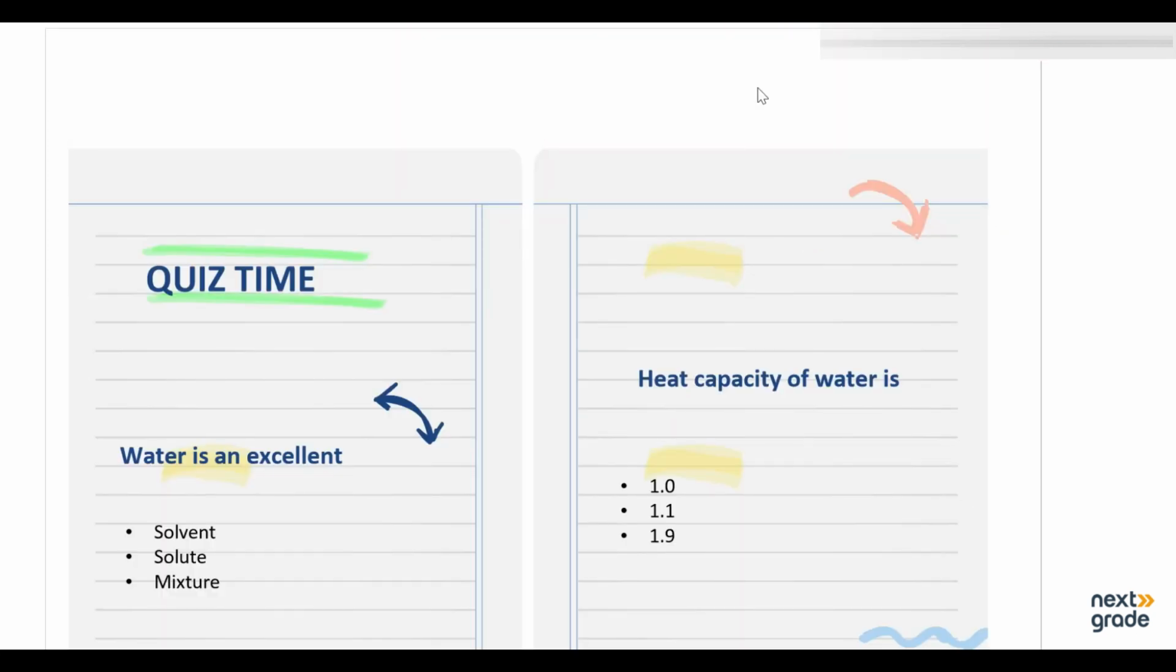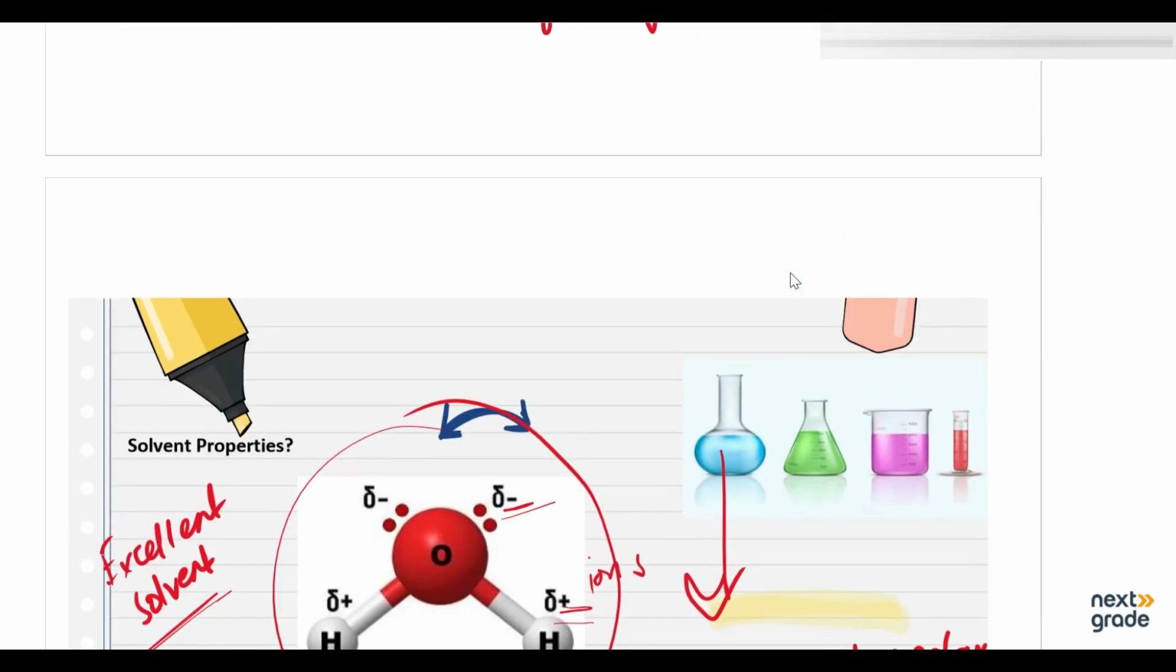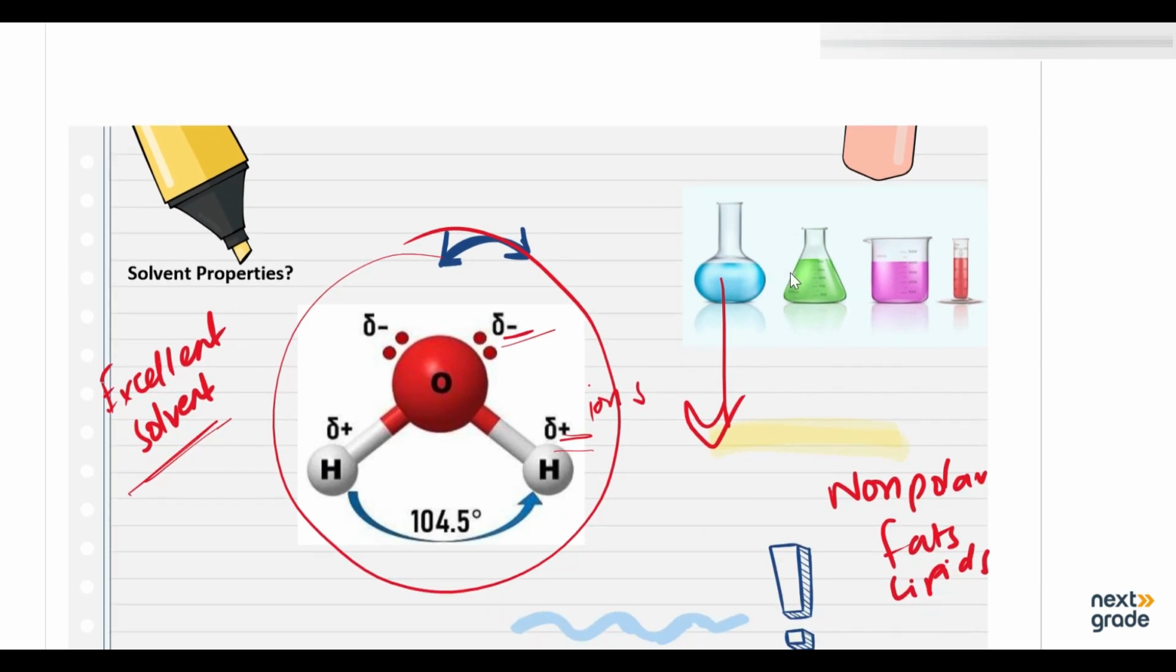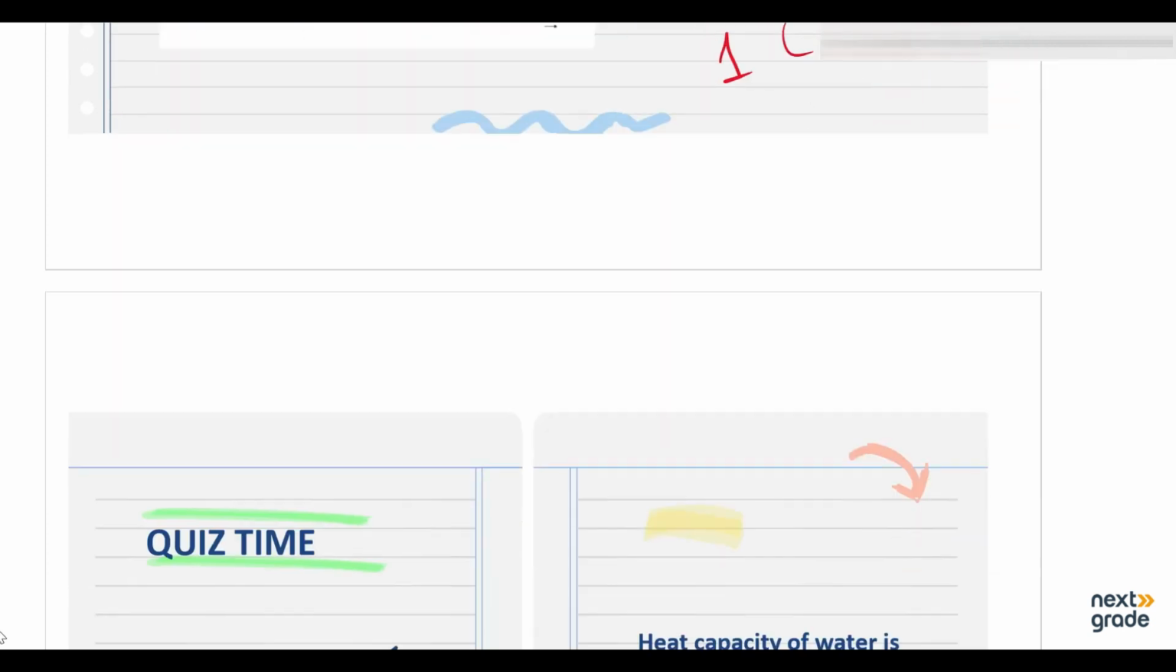Okay, then there is a quiz time. So water is an excellent what? A solvent, a solute, or a mixture. As we have learned in this slide, it is an excellent solvent because of its polarity. Due to its polarity, it acts as an excellent solvent. So here the correct answer is solvent.